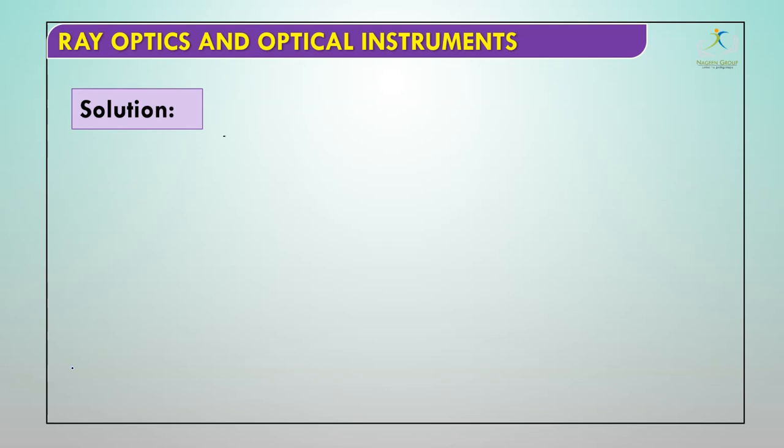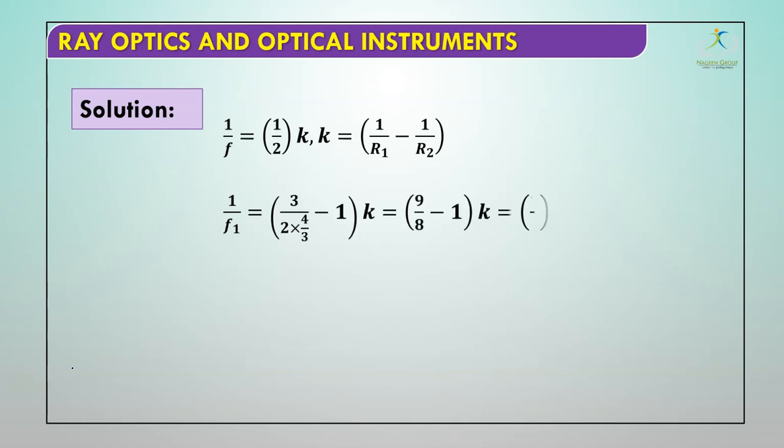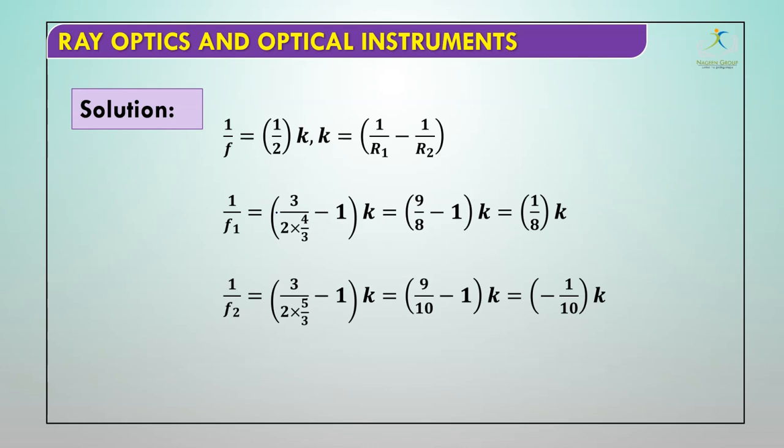So let's move with the solution part. We have 1 by f is equal to (3 by 2 minus 1) times k, where k is equal to 1 by r1 minus 1 by r2. 1 by f1 is equal to (3 by 2 times 4 by 3 minus 1) times k, which is equal to (9 by 8 minus 1) k. So here we get 1 by 8 times k. Now 1 by f2 is equal to (3 by 2 times 5 by 3 minus 1) times k, that is (9 by 10 minus 1) k, which gives minus 1 by 10 times k.